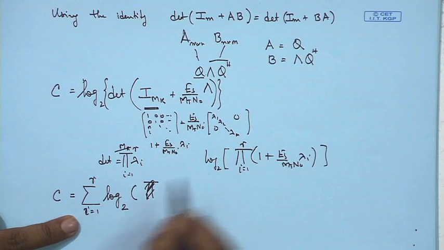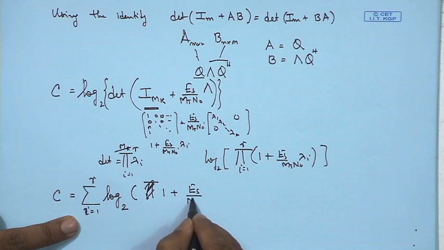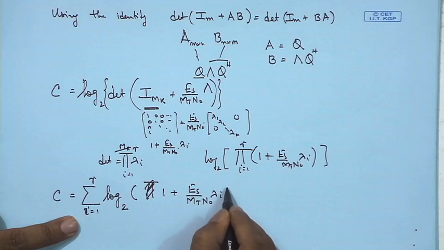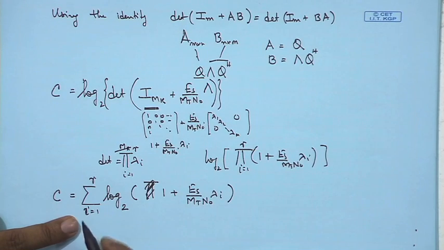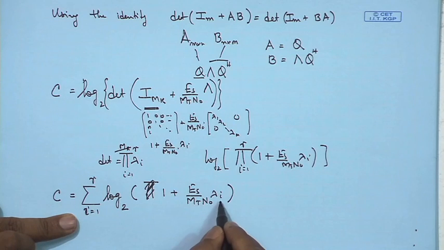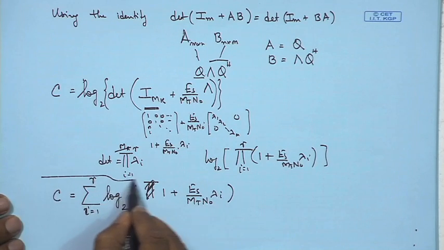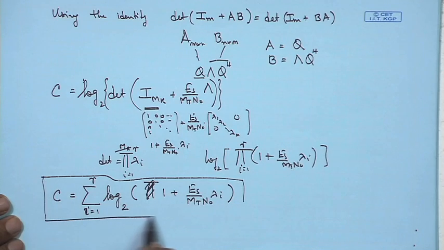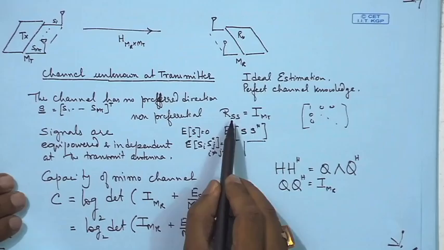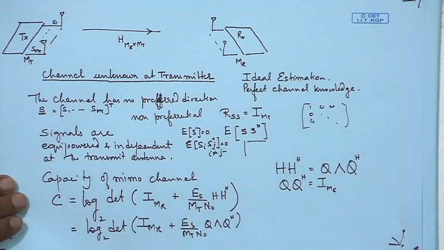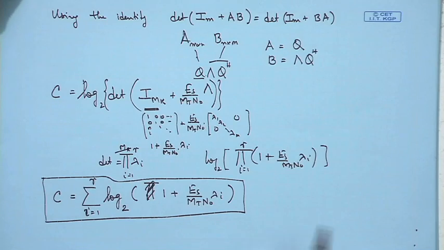So, log of a product is equal to the sum of logs of individual terms 1 plus Es by mt n naught times lambda i, where r is the rank of the matrix and the lambda i's are the eigenvalues of H Hermitian, and all these lambda i's that we are taking are greater than 0. So, we have this as the final expression of capacity for a MIMO system where the channel is not known at the transmitter, and we have arrived at it by making certain assumptions, such as R SS is equal to I of mt, and H, of course, is standard notation that we have used.